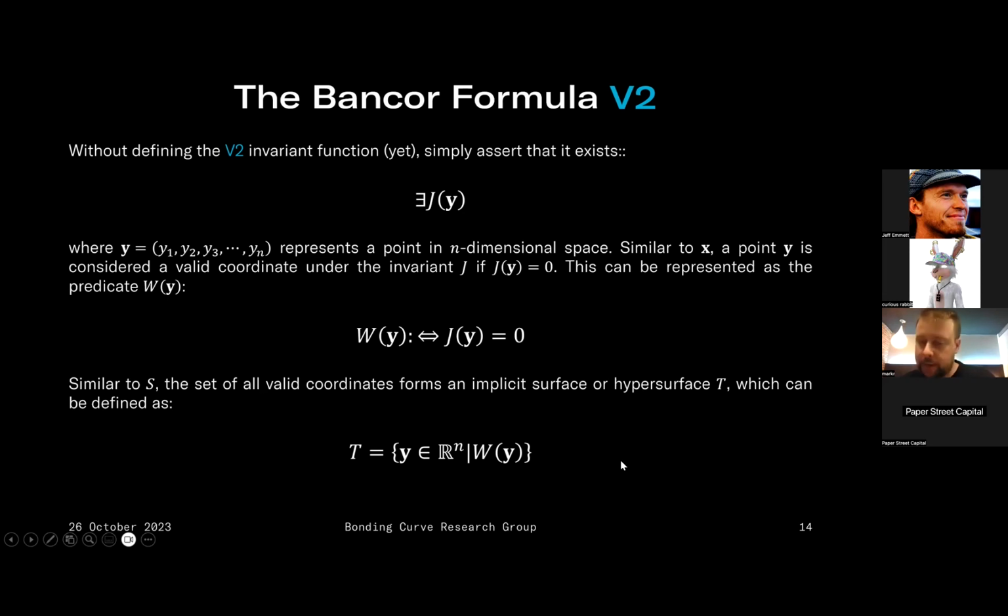So it's not too complicated. All we're saying is that, whatever we're defining the bonding curve to be, or whatever we're defining the bonding surface to be, is all of the coordinates where some function is equal to 0.